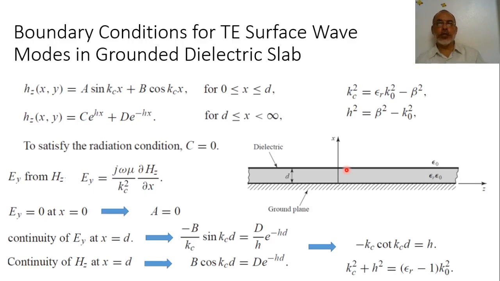The other boundary condition at the air-dielectric interface is that the tangential electric field inside the dielectric at x equals d equals the tangential electric field in the air at x equals d. And the tangential electric field in this case is Ey. So we are going to calculate Ey at x equals d inside the dielectric and at x equals d in the air, and equate the two equations.